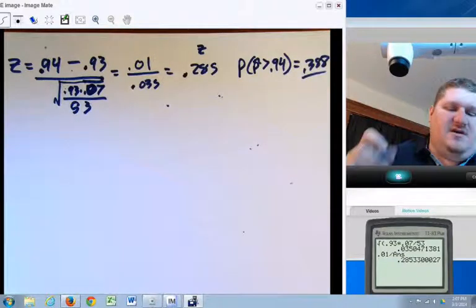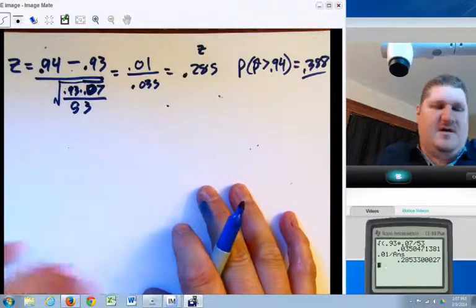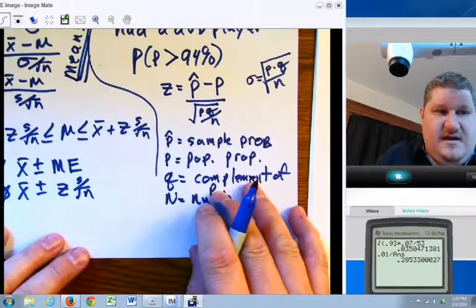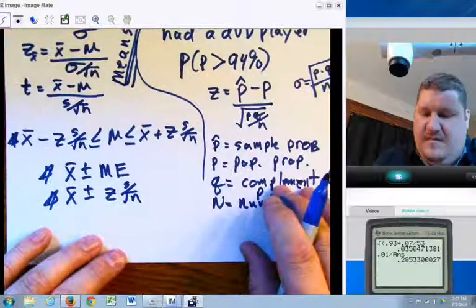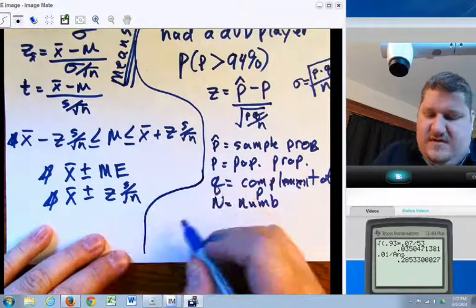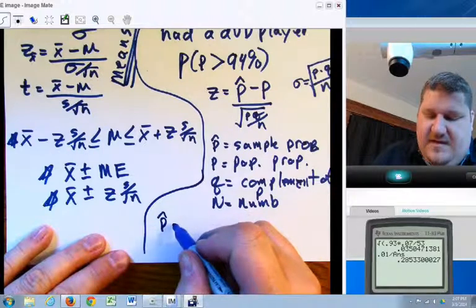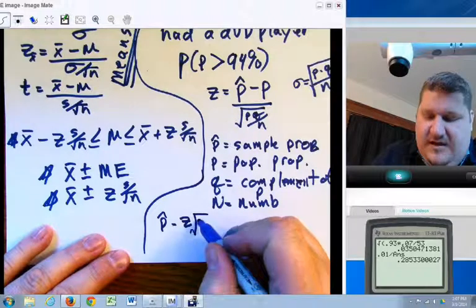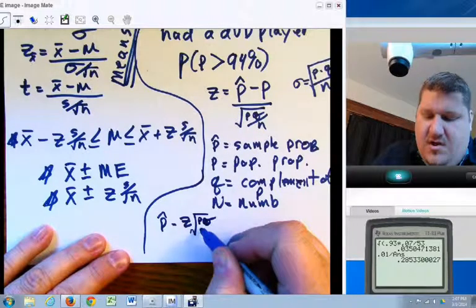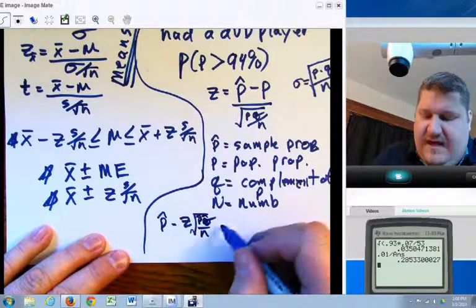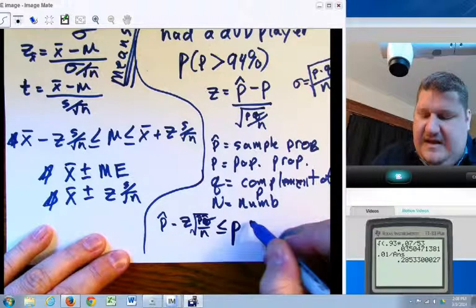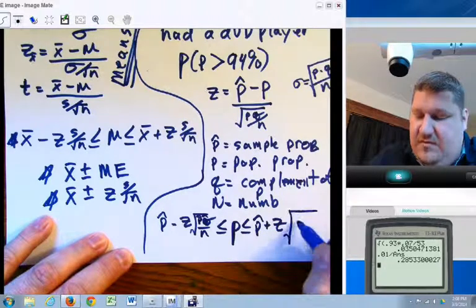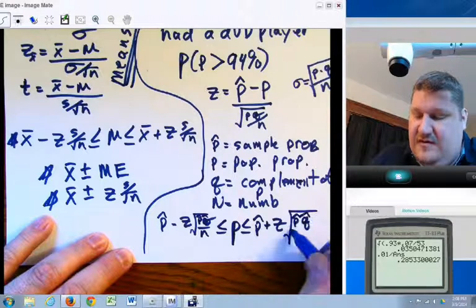Now, the same thing also applies when we start talking about confidence intervals. So on a confidence interval, instead of x bar minus z alpha, etc., we get the following. P hat minus z, and you'll notice for this we need our square root again, so we have the square root of pq over n, but this one's p hat q hat: p hat minus z square root of p hat q hat over n is less than or equal to p, less than or equal to p hat plus z square root of p hat q hat over n.